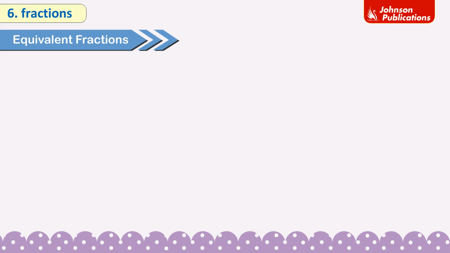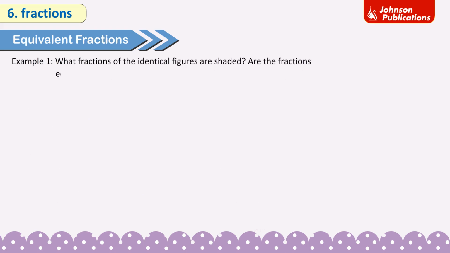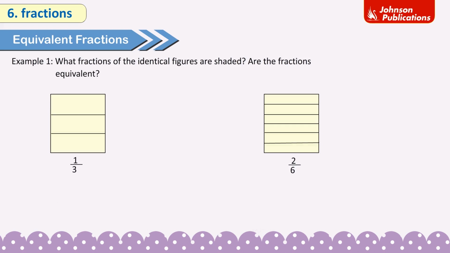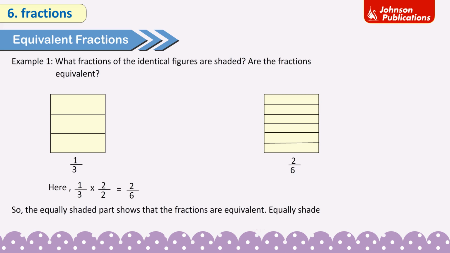Example 1. What fractions of the identical figures are shaded? Are the fractions equivalent? 1 upon 3, 2 upon 6. Here, 1 upon 3 multiplied by 2 upon 2 is equal to 2 upon 6. So, the equally shaded part shows that the fractions are equivalent. Equally shaded portions or equivalent fractions show that the fractions have an equal value.